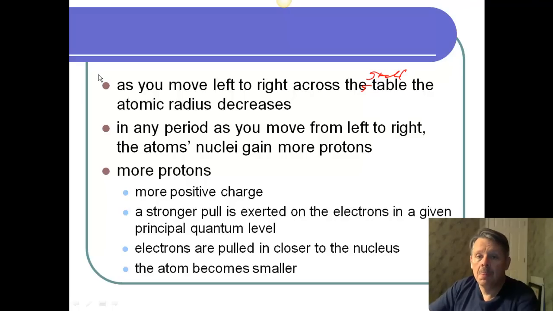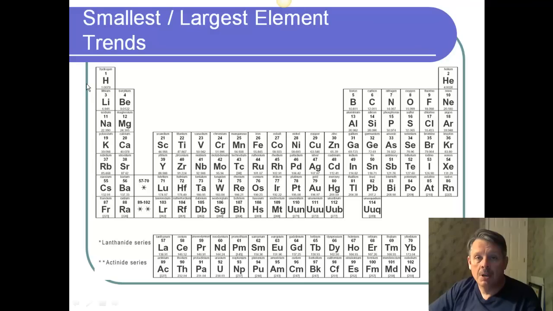Now, in any period as you move from left to right, the nuclei gain more protons. More protons, more positive charge, bringing in those electrons more, stronger pulls. Okay? So the atom becomes smaller. So based on this, where's our smallest and largest element going to be? Pause the video, see if you can write that down.